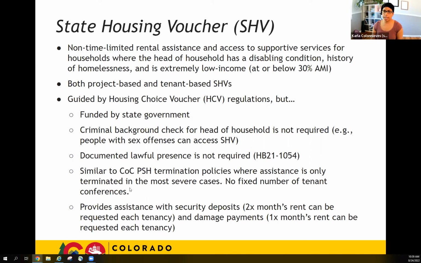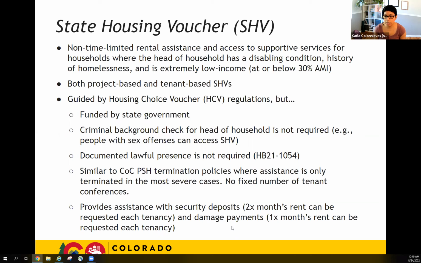And so the SHV program can also take households with mixed documentation status. Another key difference is that we follow, similarly to the COC-PSH termination policies, where assistance is only terminated in the most severe cases. And I know Jalea will talk about COC-PSH next. So for SHV program, there is no fixed number of tenant conferences before termination. We're approaching everything on a case-by-case basis.